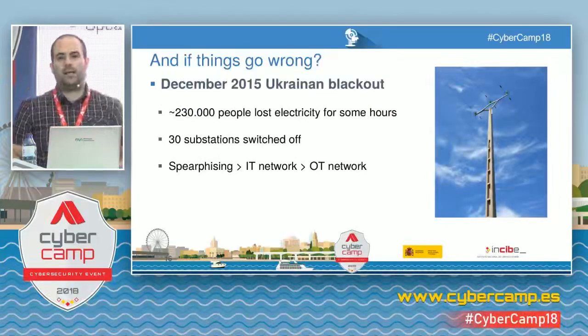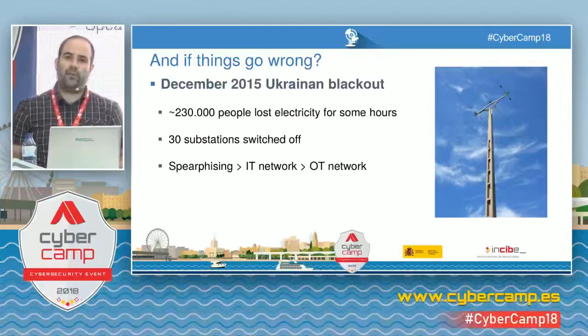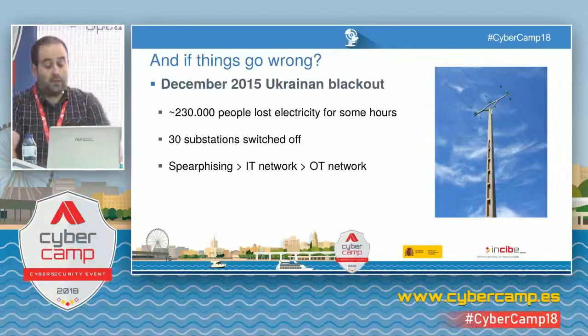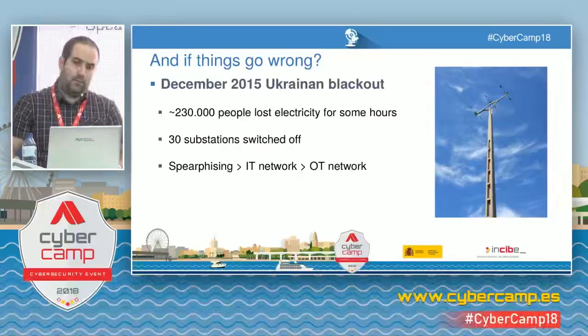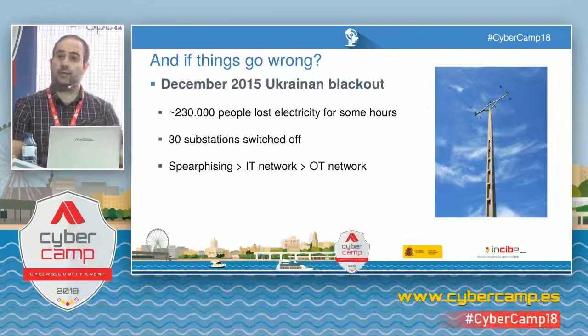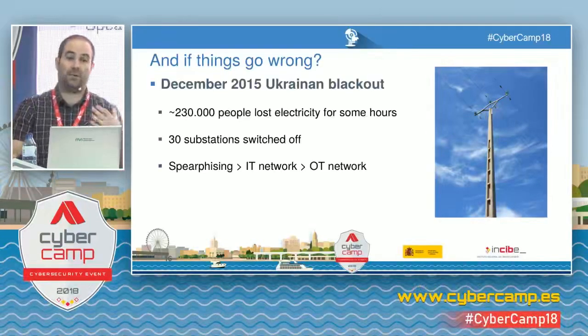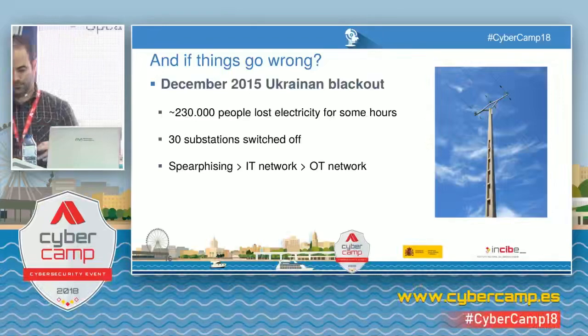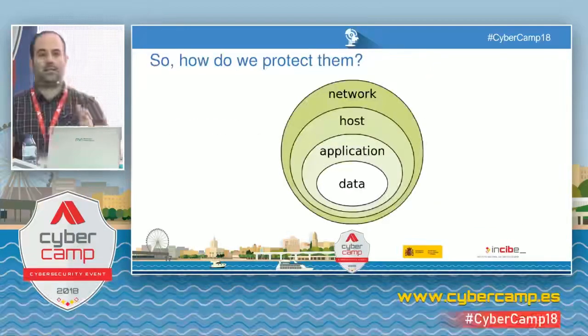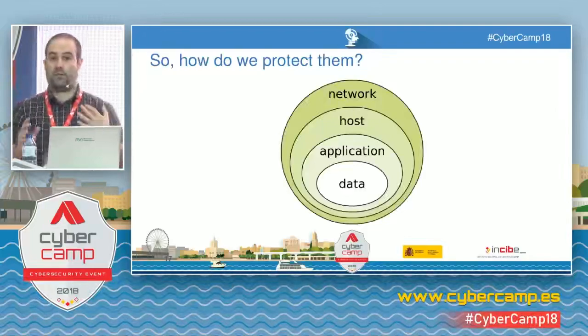We then move on to 2015, and this was the first large-scale attack on electricity transmission lines. As a result of that, some 230,000 people in Ukraine suffered a blackout for a number of hours, with 30 substations switched off. Similar start, as far as we know, spear phishing on the IT network. And then that's how they accessed the OT network. Well, this is the first lesson we need to learn. We need to really clearly segment and separate the IT network and the OT network in a company.